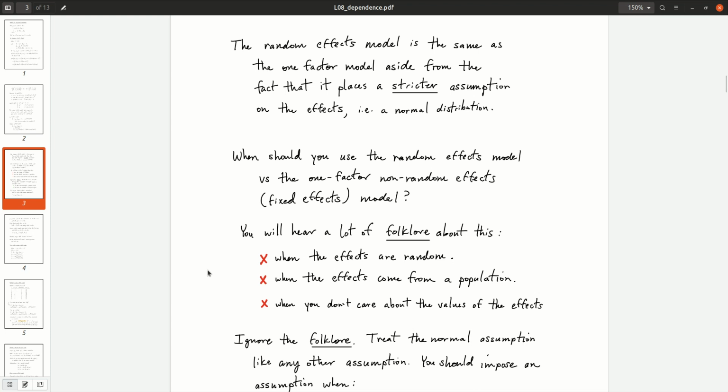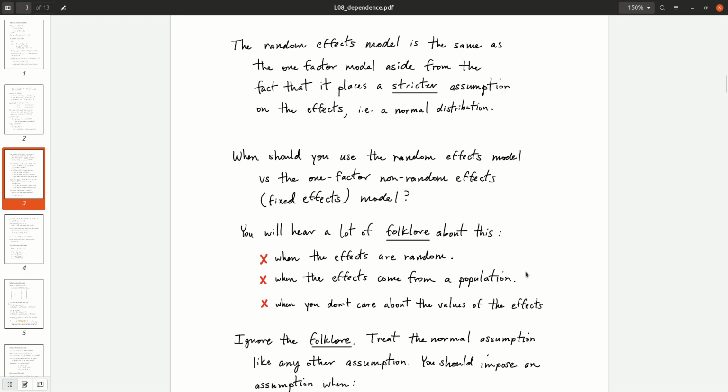So let's just think about them for a second. For this one, you should use the random effects model when the effects are random. Well, how do you know that? The effects always come from some population, which brings me to the second point. You should use the random effects model when they come from a population.